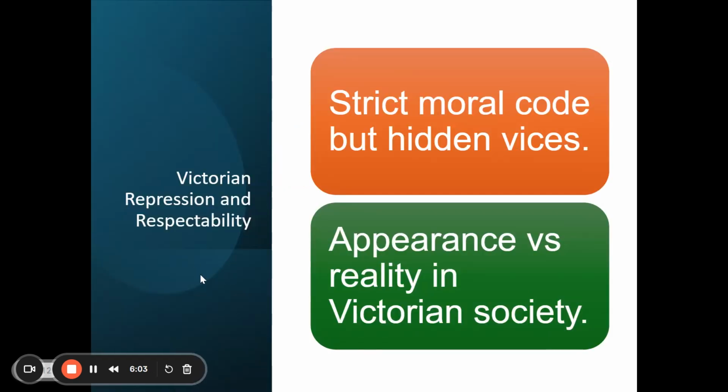Victorian repression and respectability. A strict moral code but hidden vices. Appearance versus reality in Victorian society.